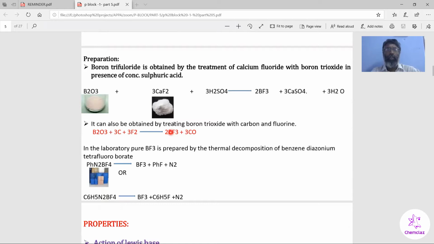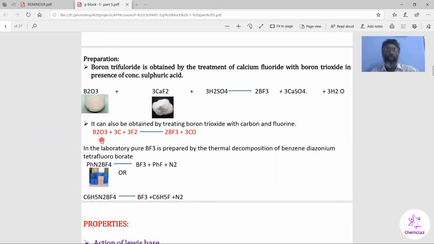The first one is preparation. It is prepared from boron trioxide. This is the appearance of boron trioxide, which reacts with calcium fluoride. This is the appearance of calcium fluoride. Boron trioxide treated with calcium fluoride in the presence of sulfuric acid gives boron trifluoride, calcium sulfate, and water. So 1 mole of boron trioxide and 3 moles of calcium fluoride in the presence of 3 moles of sulfuric acid give 2 moles of boron trifluoride, 3 moles of calcium sulfate, and 3 moles of water.